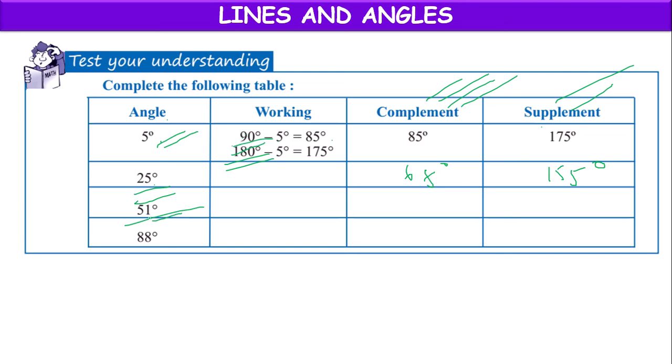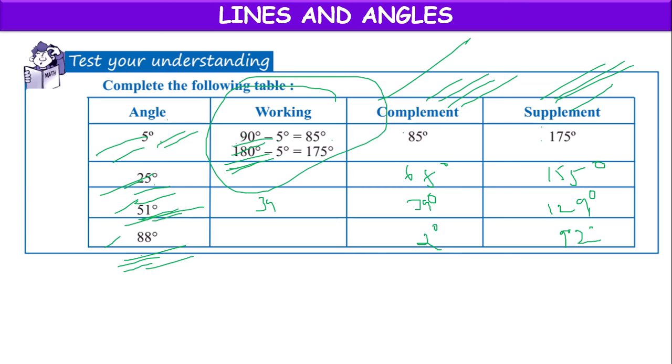90 degrees minus 51 degrees equals 39 degrees. Supplementary: 180 degrees minus 51 degrees equals 129 degrees. Next, 88 degrees. 90 degrees minus 88 degrees equals 2 degrees. Next, 180 degrees minus 88 degrees equals 92 degrees. Like that, if we know the angle, we can find its complement and its supplement by this working procedure.